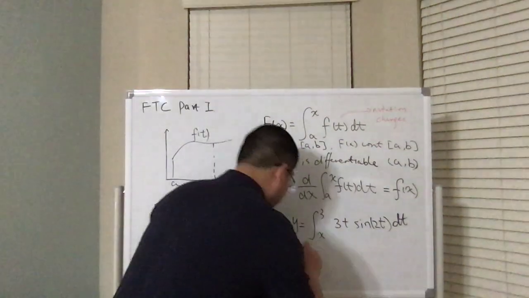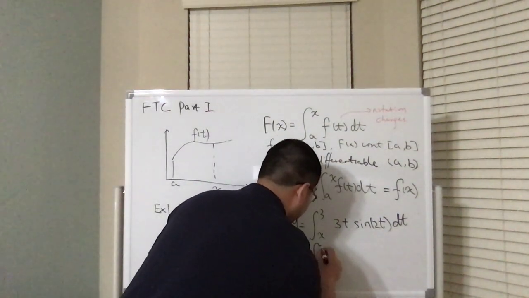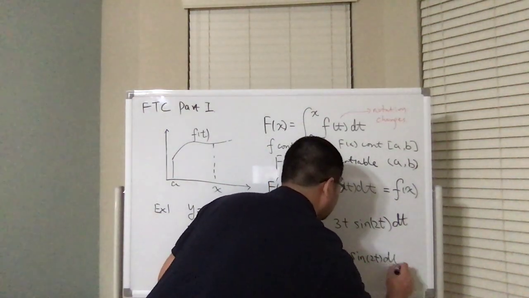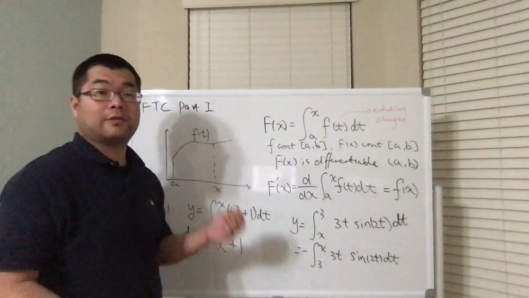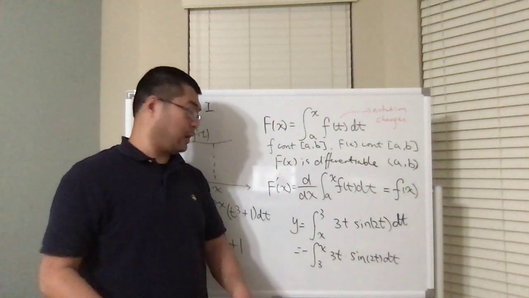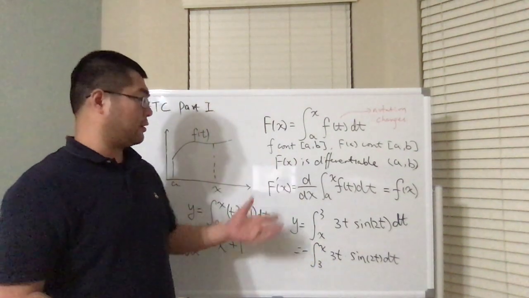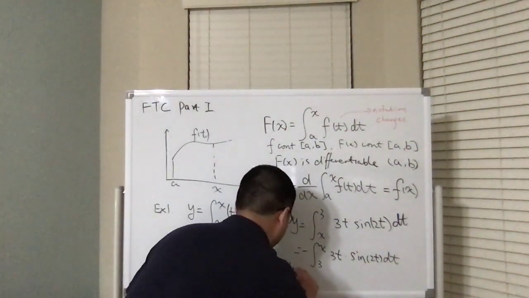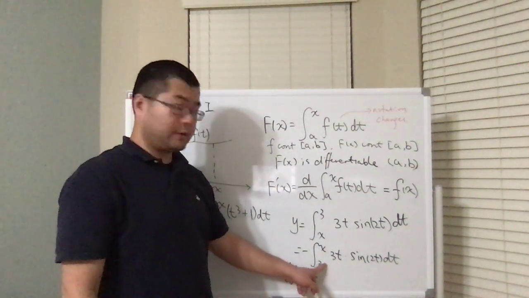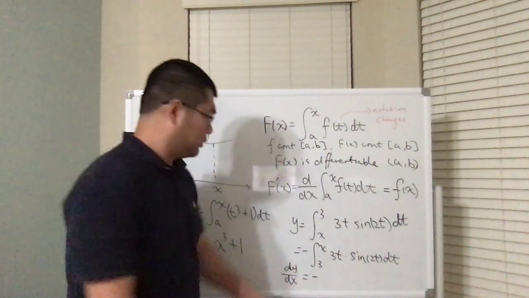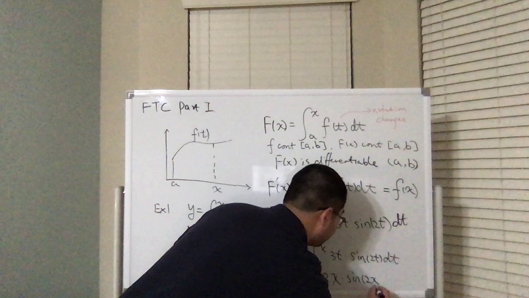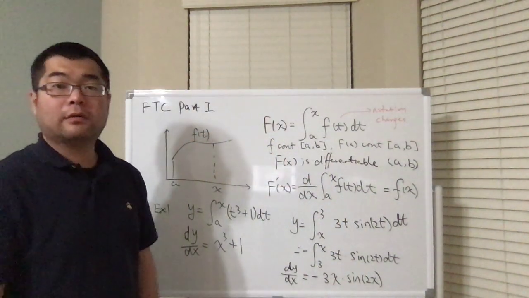In other words, this equals negative the integral from 3 to x of 3t times sine of 2t dt. And remember, this is the first property of the definite integral. After that, we can take the derivative with respect to x and apply the fundamental theorem of calculus. So dy dx is going to be negative, and basically it's a substitution, which is negative 3x times sine of 2x. And we're done for this.